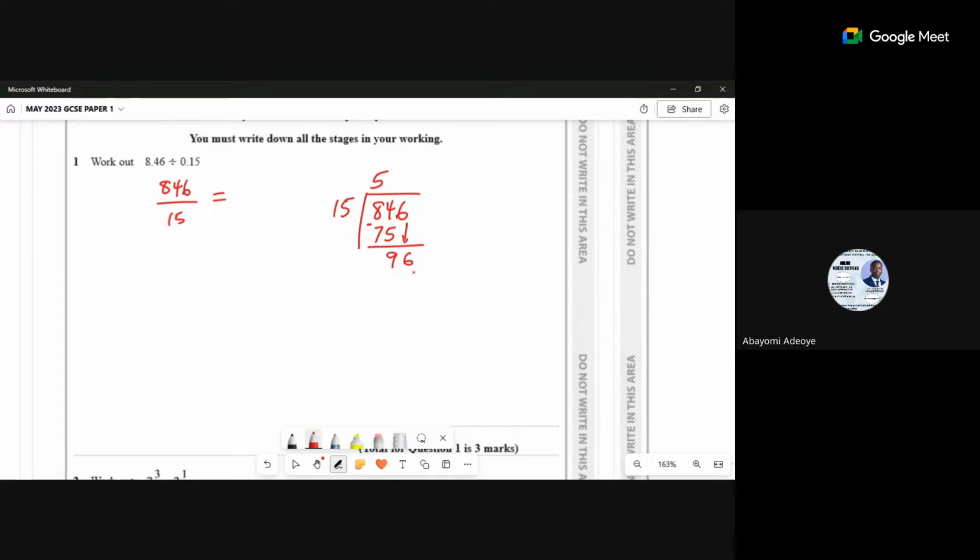Now the 6. 6 times 15 is what? It is 90. So 96 minus 90, that's 6. So 15 into 6 is not possible, so you add 0 here, then you put your decimal point here.